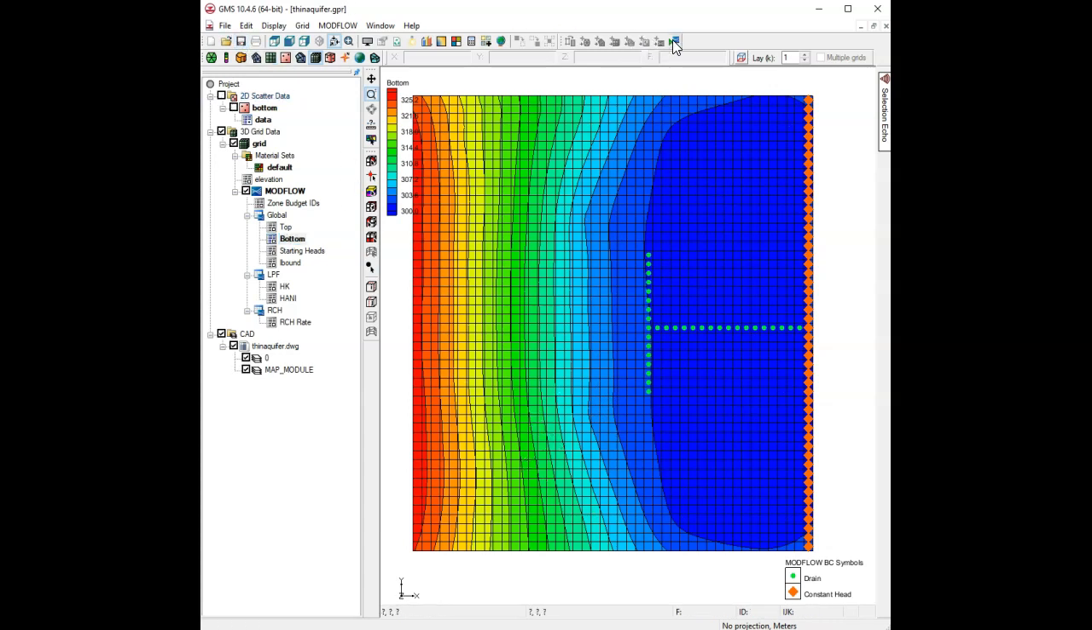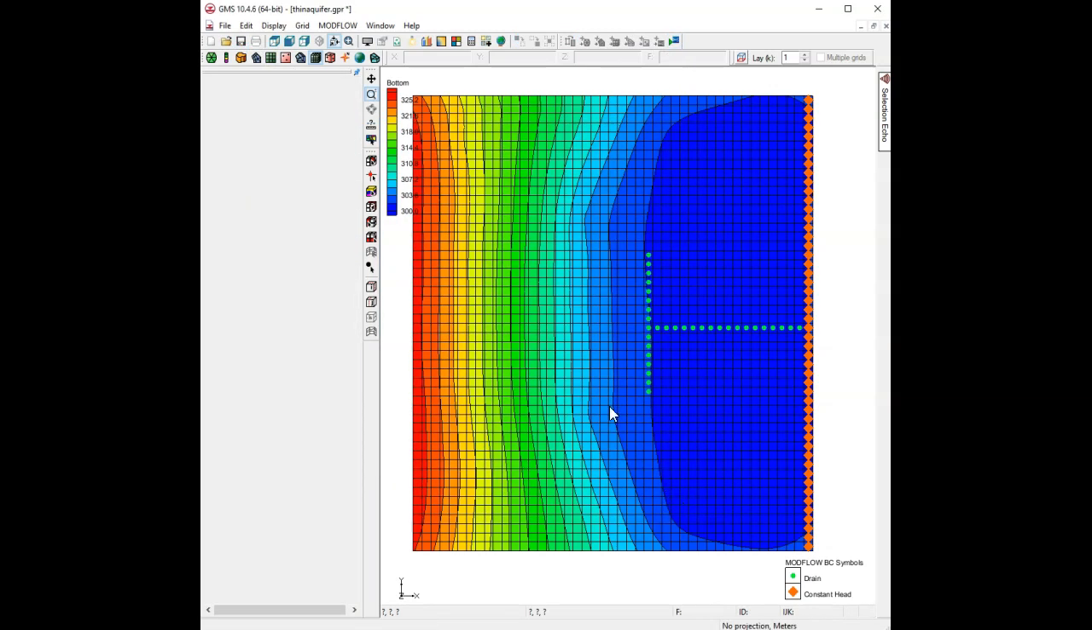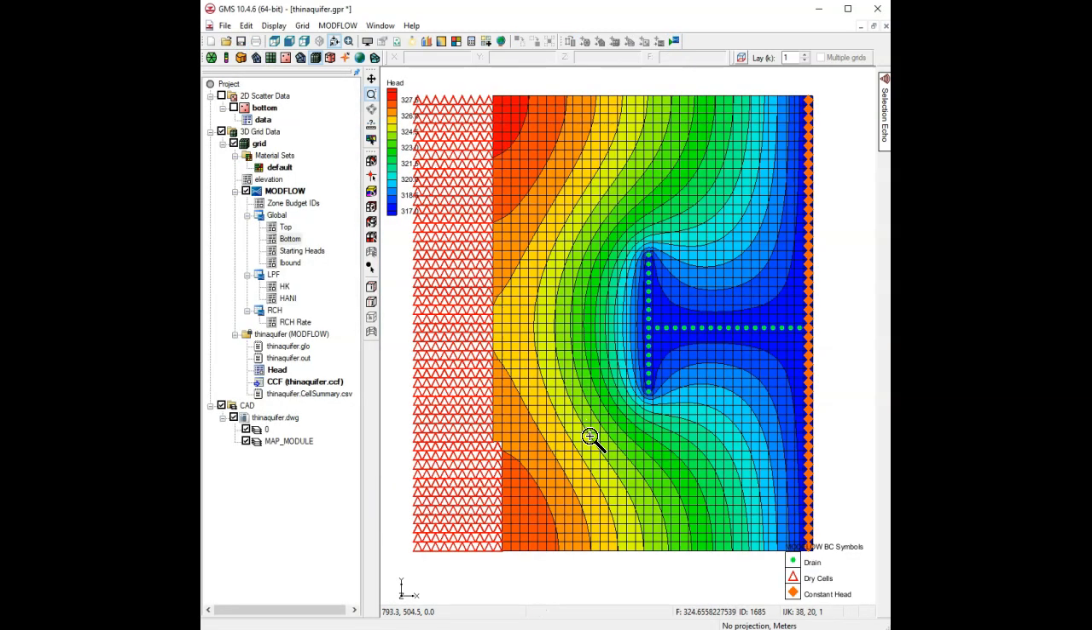Let's save and run this, and what happens, as you can immediately see, is we get a whole bunch of dry cells over here on the left. Now, that could be perfectly legitimate. It could be that, given those conditions and the amount of water coming in, that part of the aquifer should just be dry. But again, we need to verify that.